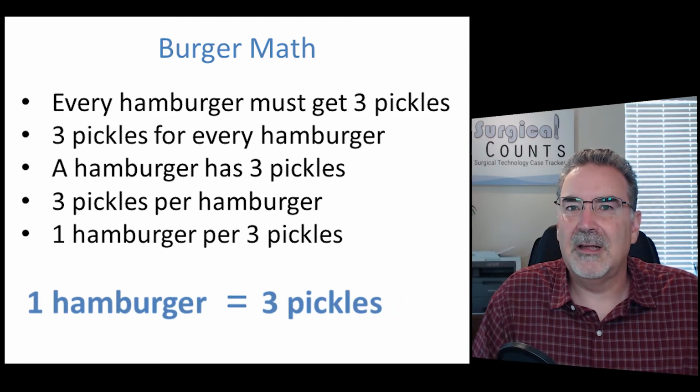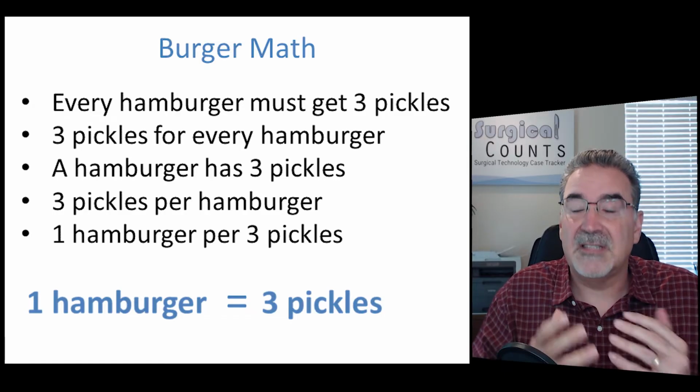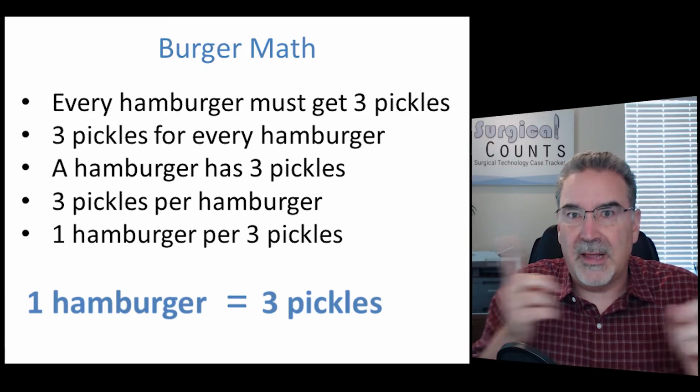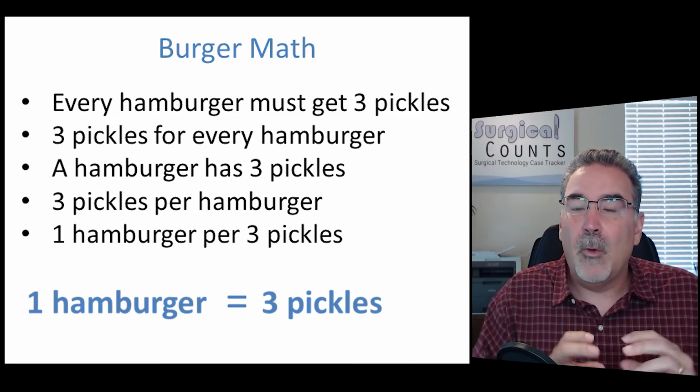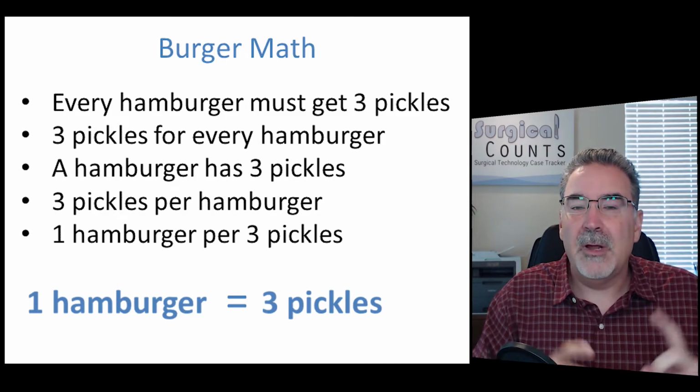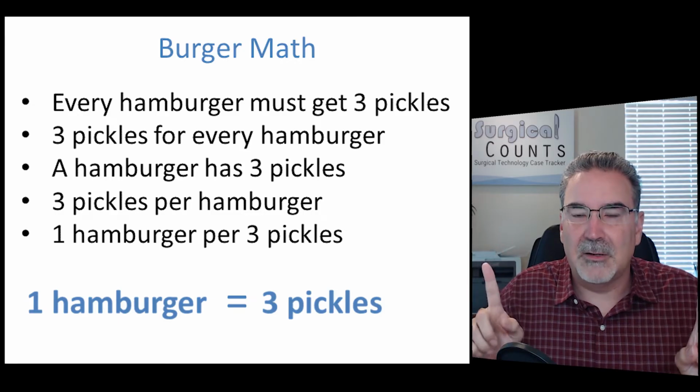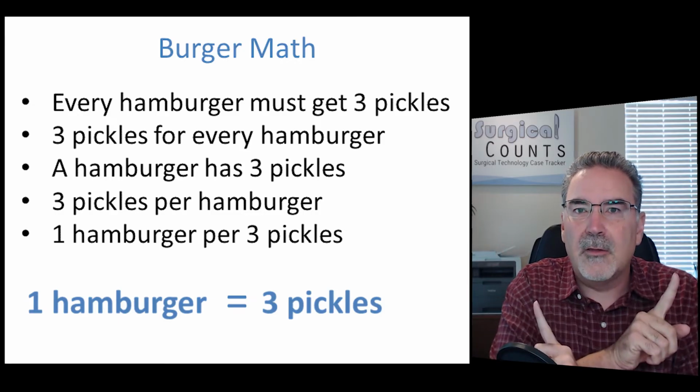So you see what's happening here. Lots of different ways of saying the same thing in English with hamburgers and pickles on different sides of the sentence. And when we write it mathematically, we could write it with hamburgers on one side and pickles on the other, or the other way around.